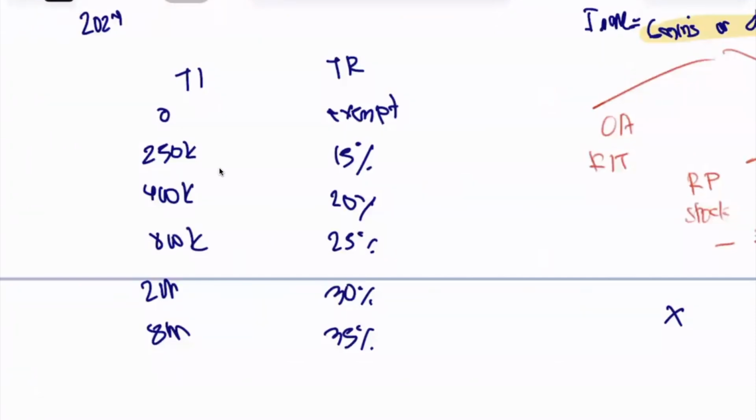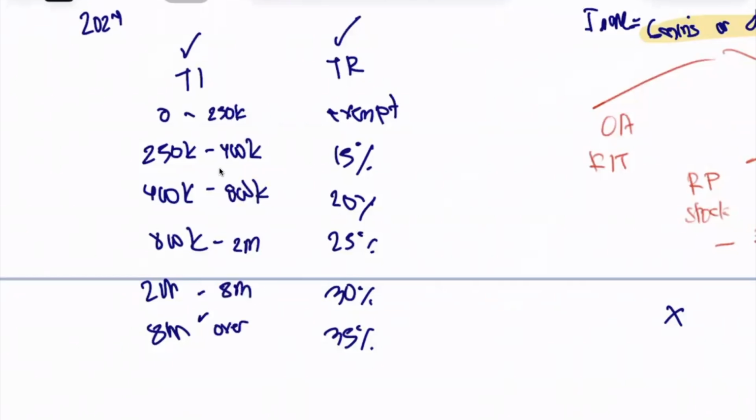Next, once you memorize these two items, it is now easy to compute for our tax table, or whatever is the amount or minimum amount. So first, you create a range for your taxable income. So this is 0 to 250, 250 to 400, 400 to 800, 800 to 2 million, 2 million to 8 million, 8 million over. Okay. So ang una lang ninyong gagawin, i-memorize ito at saka i-memorize tong tax rate. And then, you can now easily compute for the tax.